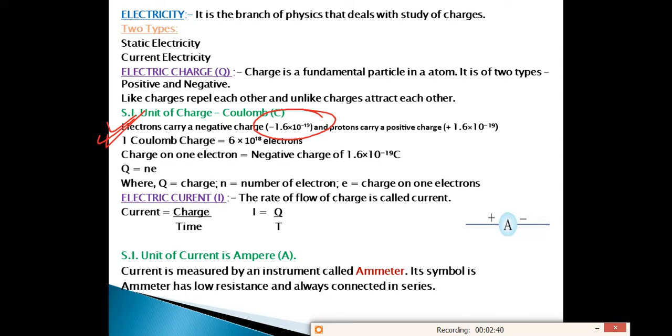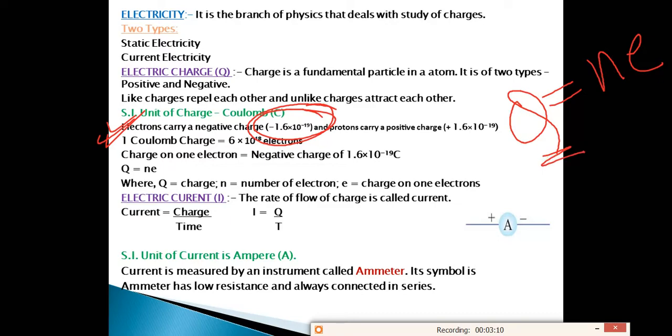And one formula which we have to read is charge Q is equal to N into E, where N is the number of electrons and E is the charge on 1 electron. So if a numerical comes, calculate the charge present on 5 electrons. The number of electrons will be 5, and the charge on 1 electron is minus 1.6 into 10 to the power minus 19. If you multiply that, you will get the value of the charge.